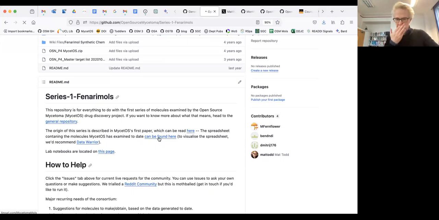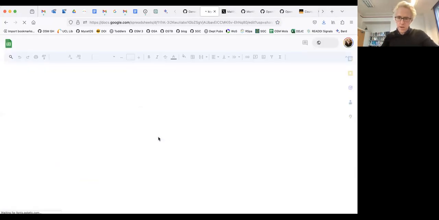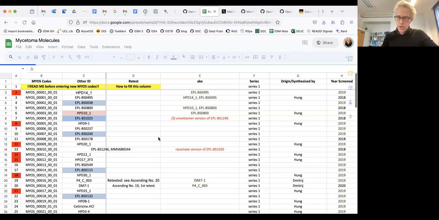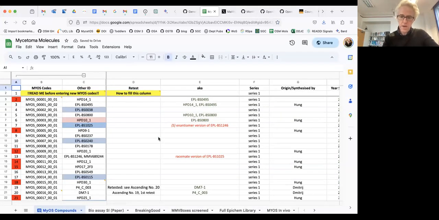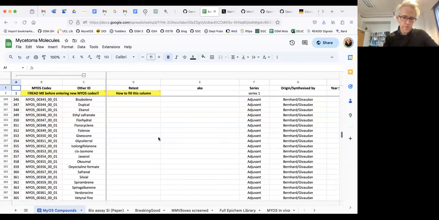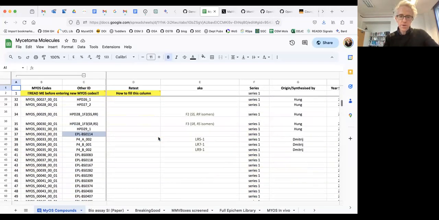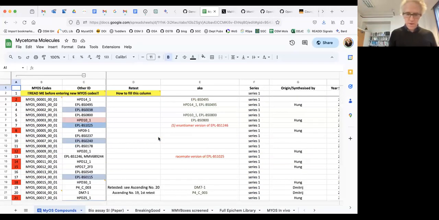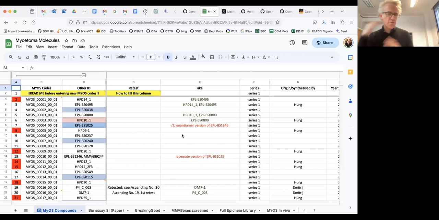These are very easy to keep on Google Sheets. So here is the Mycetoma sheet, for example, of all the molecules made and evaluated in the project, and it's hundreds now. And every project will have a slightly different requirement here. You will always have a code and something about the molecule and what it is and who's made it and why, and links to pages and stuff like that. You'll always have that kind of thing, but the exact columns may change depending on your project.